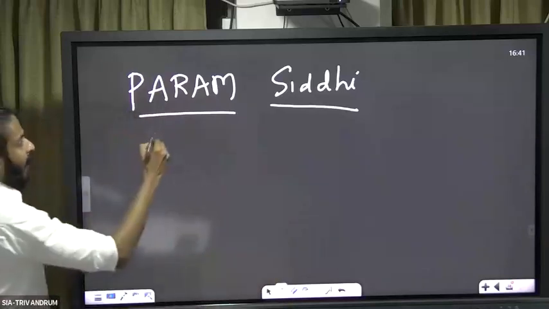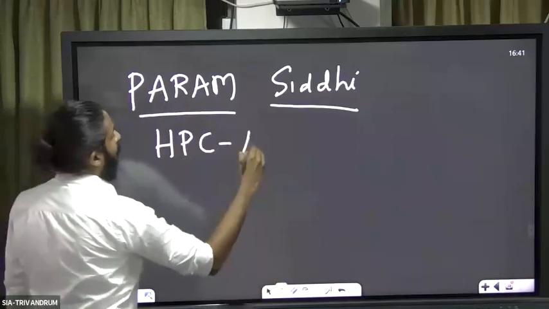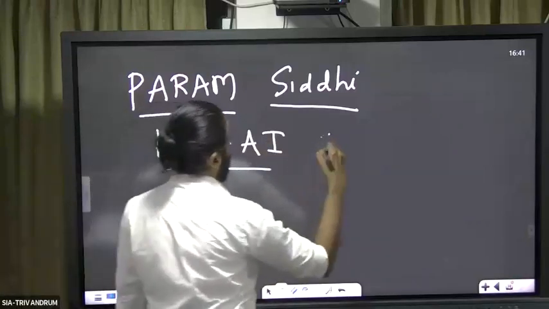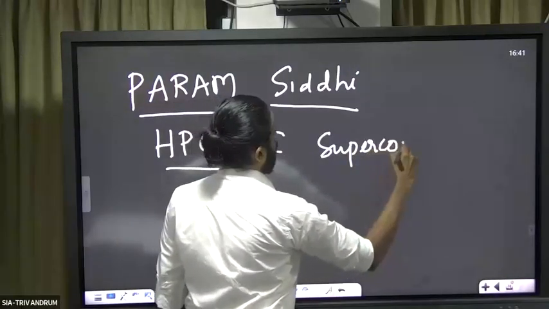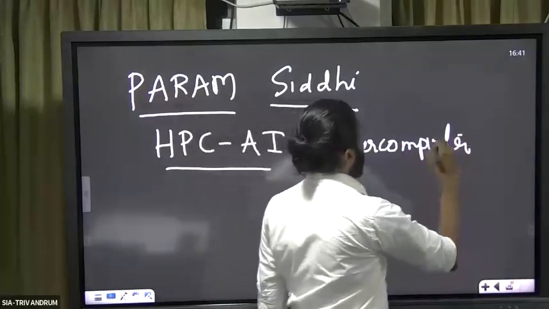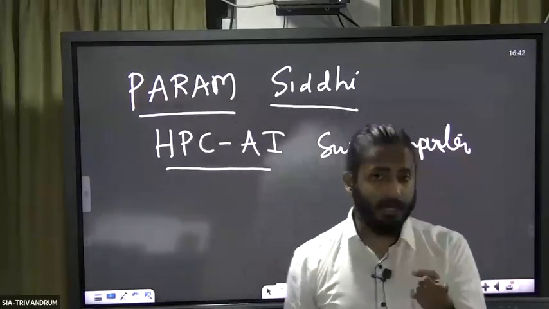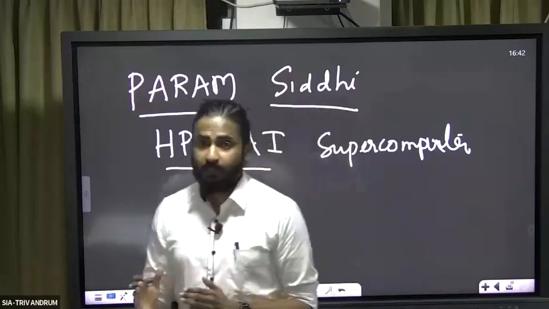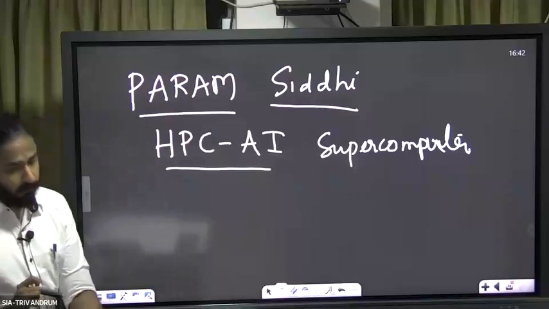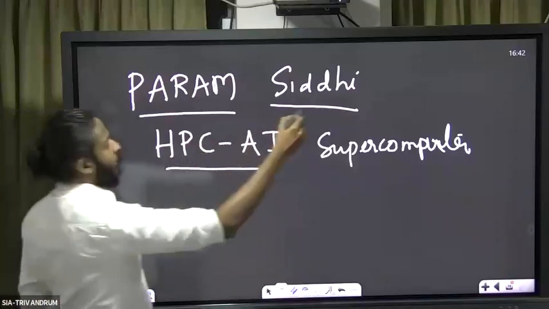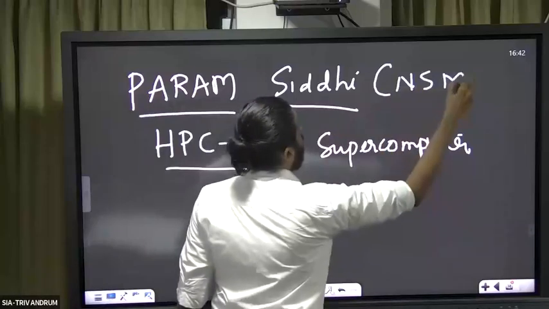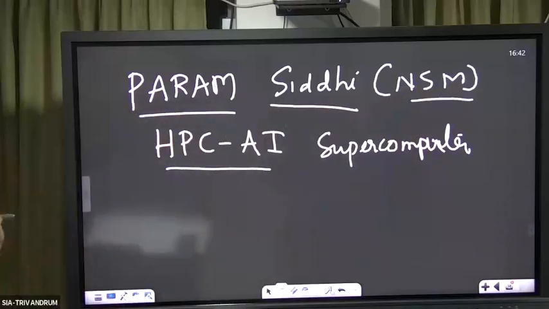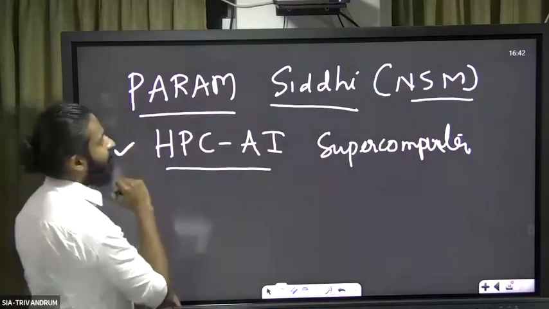It is a high performance computing artificial intelligence supercomputer. If you have learned artificial intelligence, you know it's capable of machine learning, deep learning, etc. This is developed under our National Supercomputing Mission. Now, what is the speed of Param Siddhi?